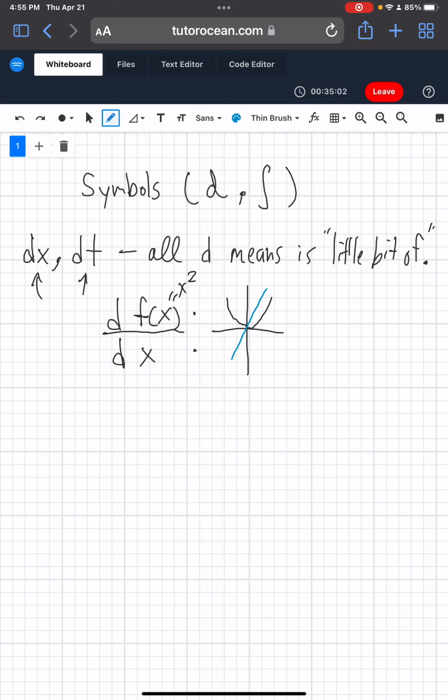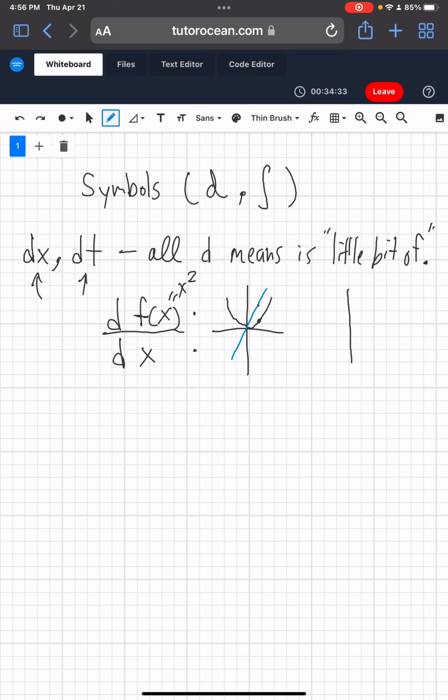And basically what it means is that you're zooming in. You're zooming in to a point on this function here. And as you zoom into this curve, the more you zoom in on that x, and the x gets smaller and smaller, then it's going to look like a slope. Your curve is going to look like a slope.